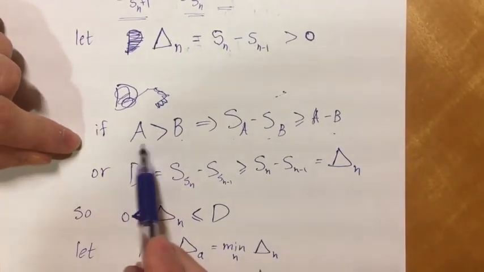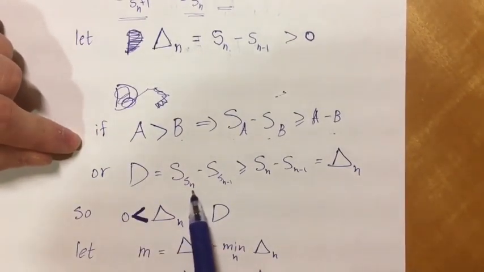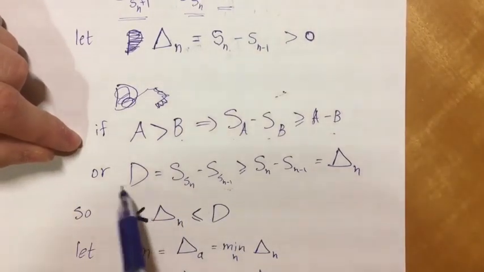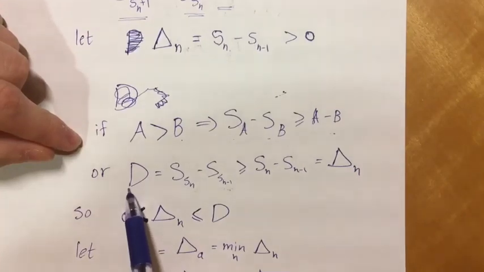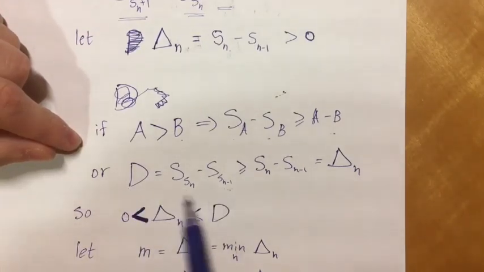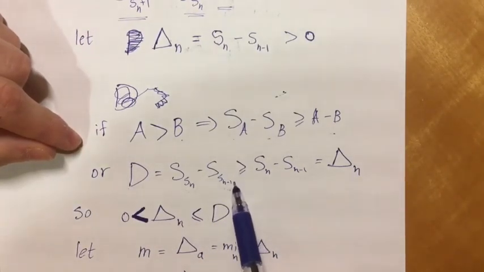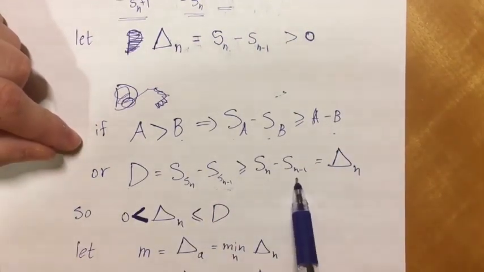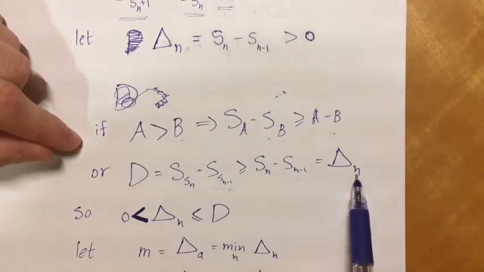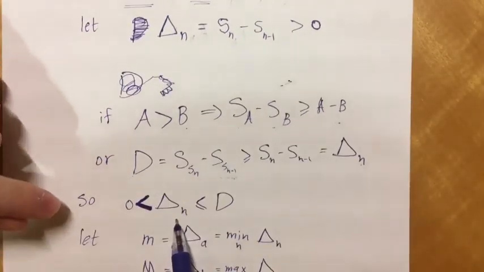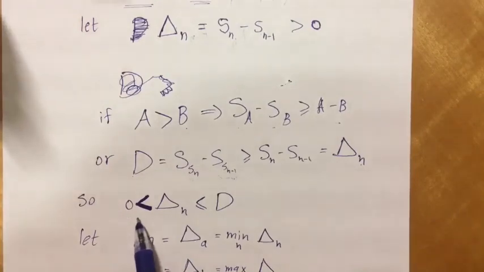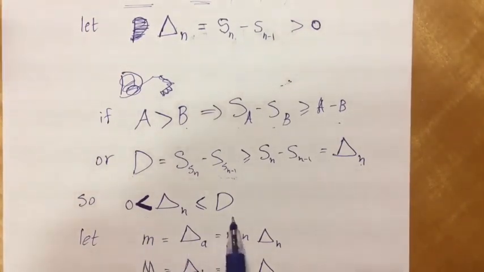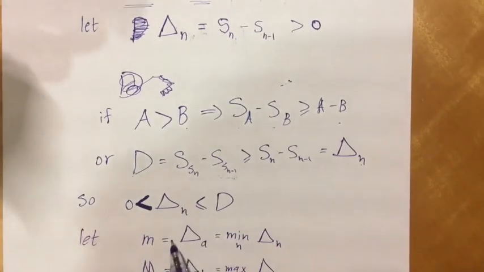If we let A be equal to S of n, and let B be equal to S of n minus 1, then what we're going to get is the constant d, which is this difference, is going to be at least A minus B, which in this case is Sn minus Sn minus 1, and that's just delta n. So delta n is indeed a bounded sequence. The values it can assume are always something bigger than 0 and less than d, and it's always an integer.